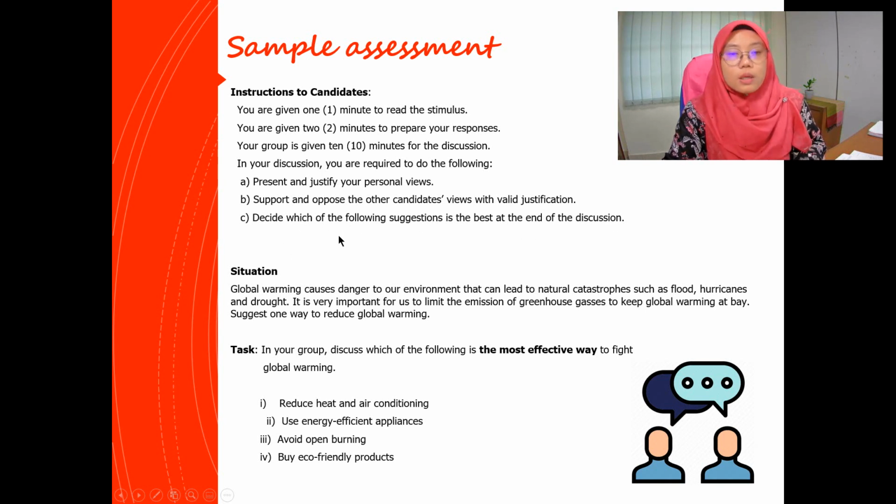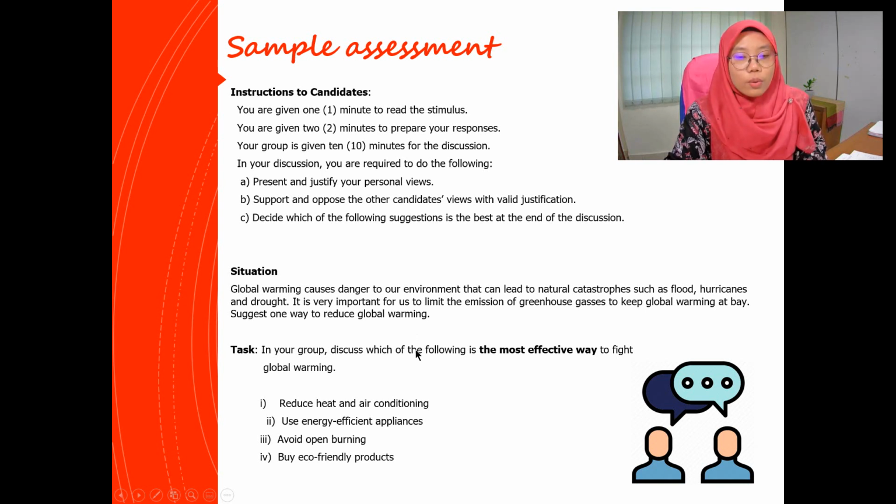Okay? So you have to decide. So it is called a discussion, and you need to have a decision at the end. Alright. Now, this is a sample situation. Global warming causes danger to our environment that can lead to natural catastrophes such as flood, hurricanes, and drought. It is very important for us to limit the emission of greenhouse gases to keep global warming at bay. Suggest one way to reduce global warming.